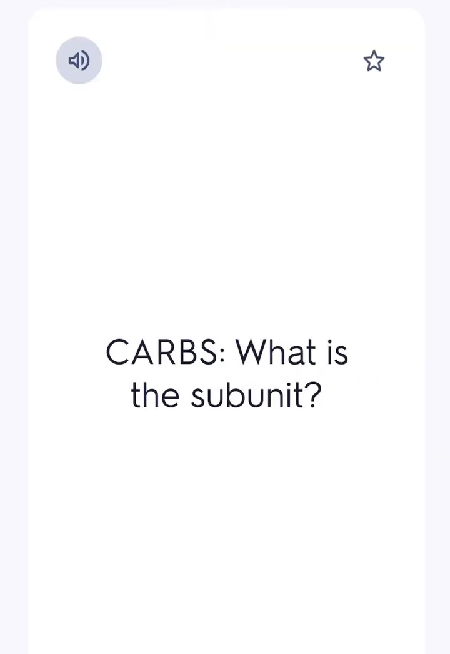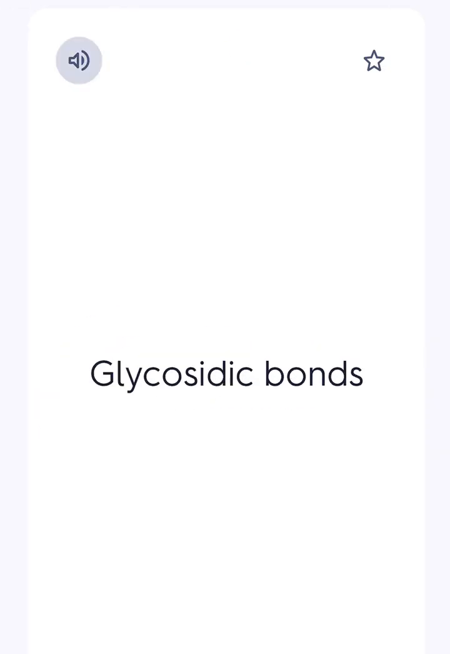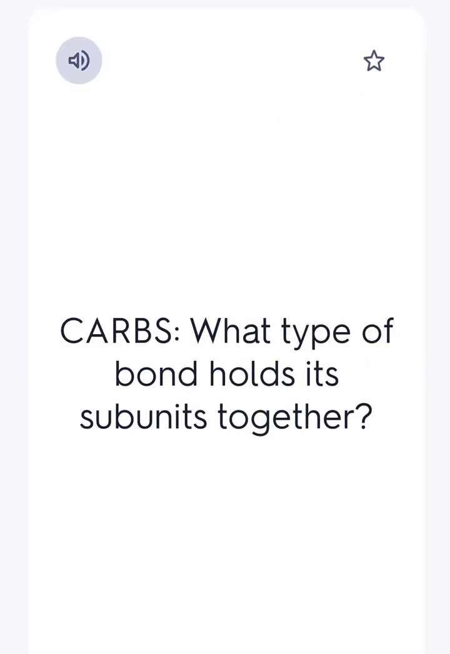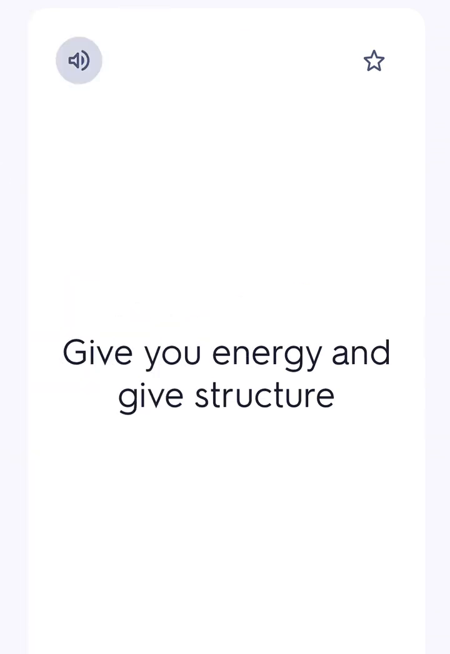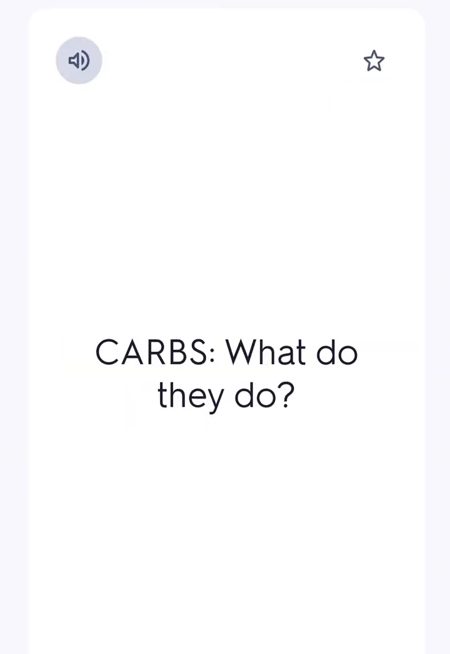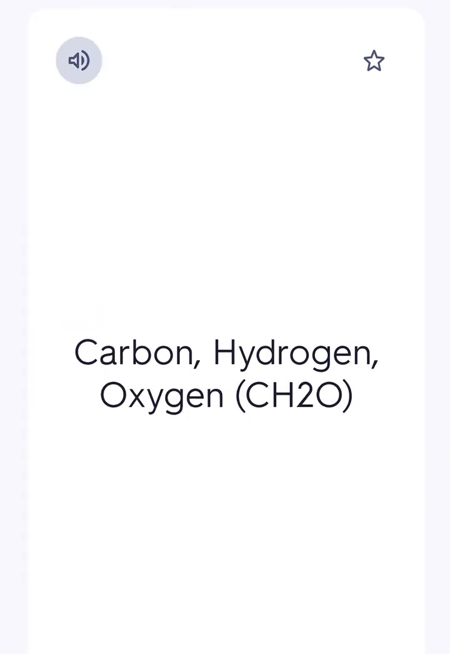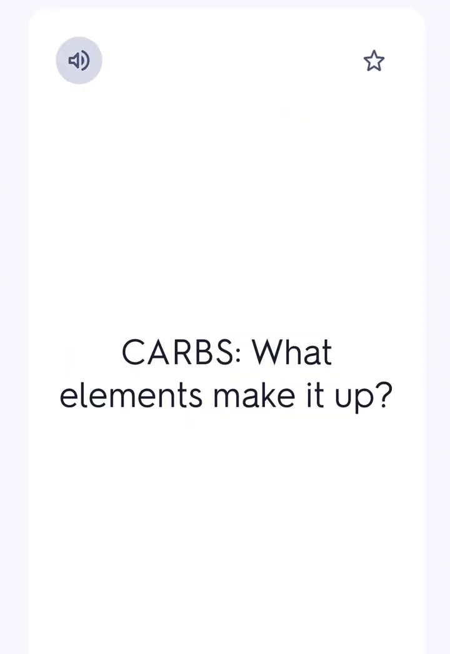Carbs: what is the subunit? Monosaccharides. What type of bond holds its subunits together? Glycosidic bonds. What do they do? Give you energy and give structure. What elements make it up? Carbon, hydrogen, oxygen.